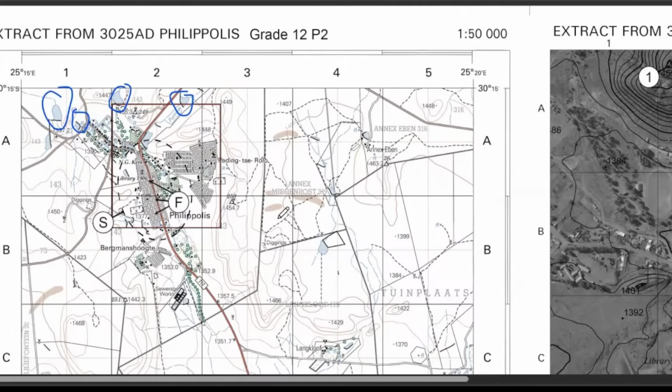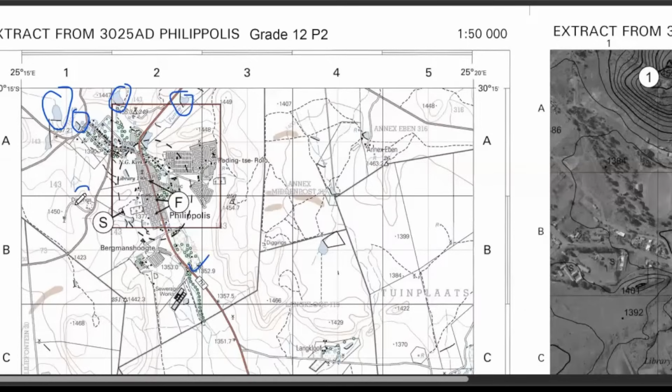And also, we can check the presence of transport routes, which can also be a favoring factor that has favored the location of Philippolis in that area. If we talk of the transport routes, there can also be some factors that would have favored the situation of Philippolis. It is linked by major routes.